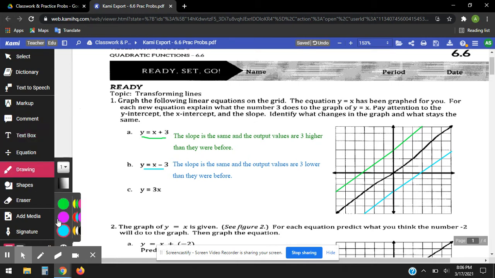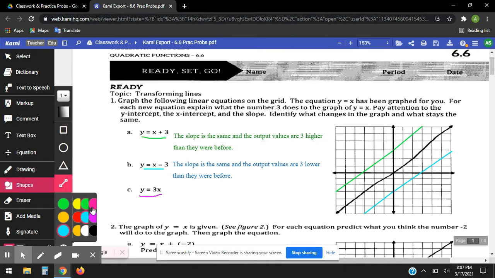Next, let's do purple. So we'll do purple with this guy. So for here, I need to do 3x. So I'm actually going to start at 0, 0 because there's no plus or minus on the end. But I'm going to go up. Purple. All right. Start here. Up 3 over 1, up 3 over 1. And then I'm going to do it again, going down, down 3 over 1, down 3 over 1.